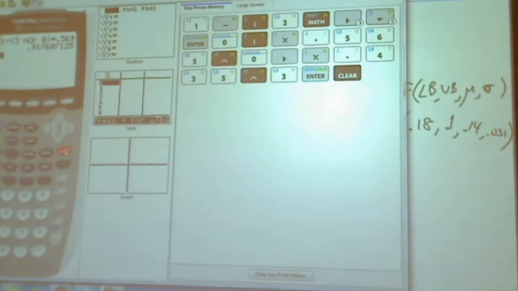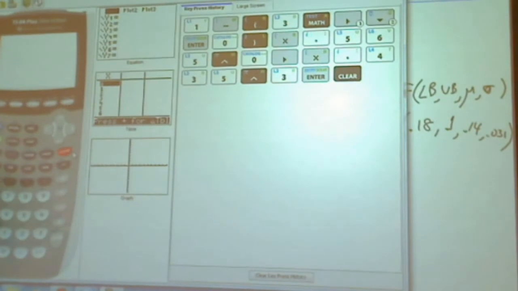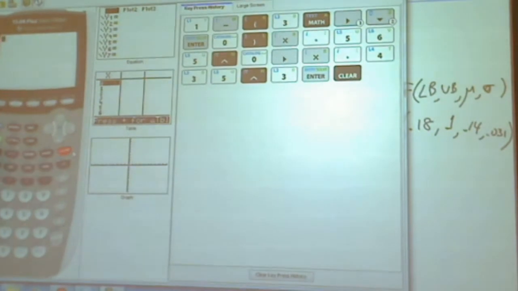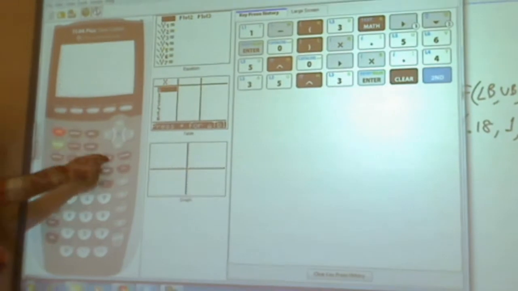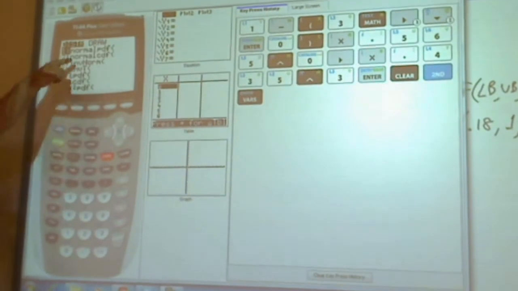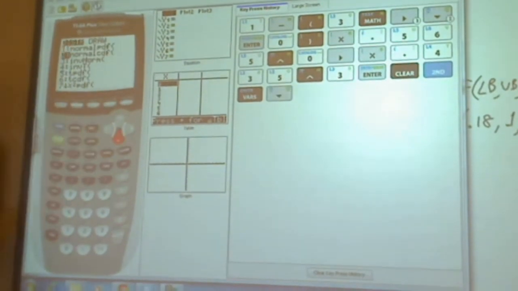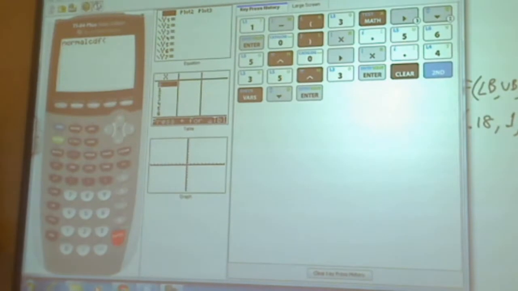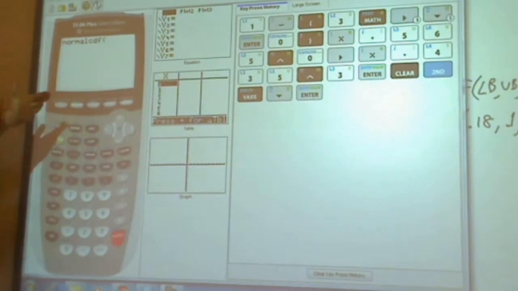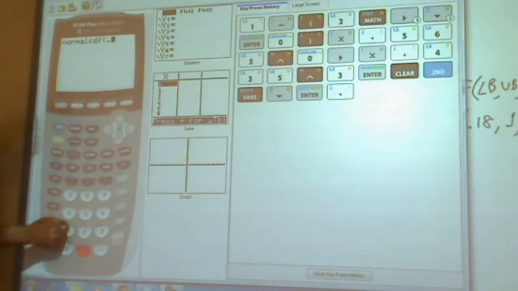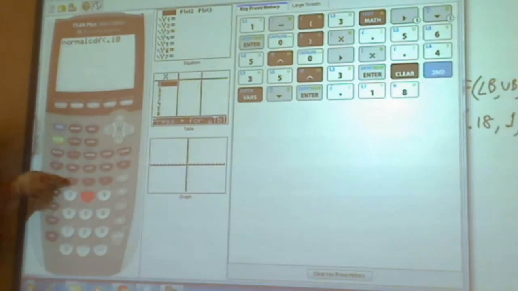Okay, so let's clear this. It's under distribution, so it's above the bars button. So second bars. If you go just down one, that's normal CDF. Okay, it wants you to paste it in there. So the lower bound, 0.18. The comma is just above the 7.